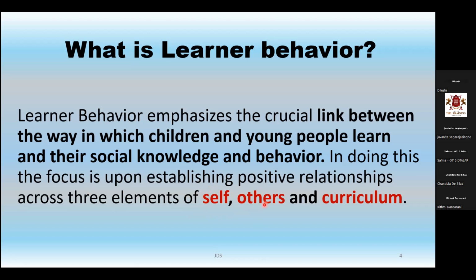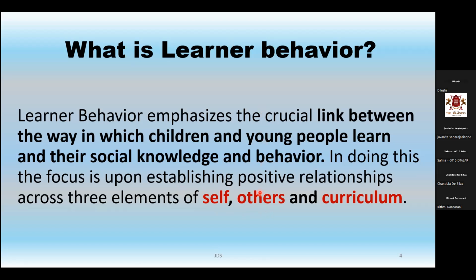Then others. Others here stands for the peers as well as the teacher. He develops relationships with his peers as well as with his tutor, or maybe with the entire class. Right? So there are other people influencing him in the learning process. The relationship that he develops with those people comes under this.